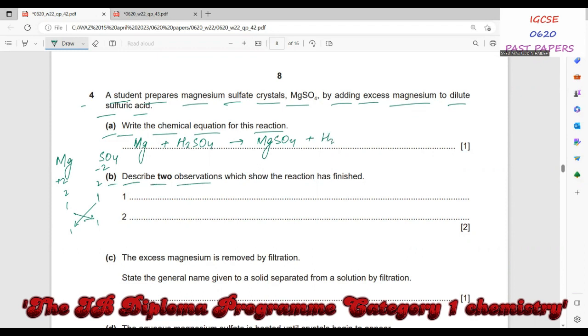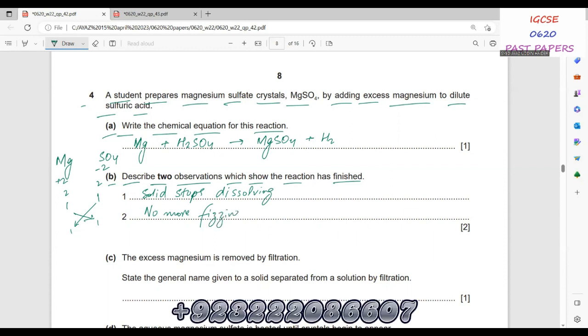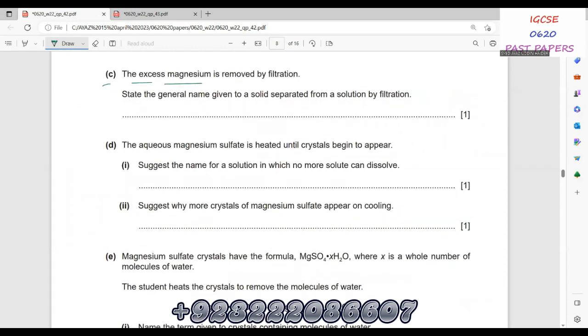B, describe 2 observations which show the reaction has finished. Solid stops dissolving. And you have no more fizzing, which is due to the formation of hydrogen gas. C, the excess magnesium is removed by filtration. State the general name given to a solid separated from a solution by filtration. We call it residue.